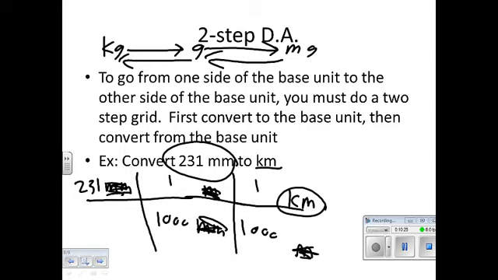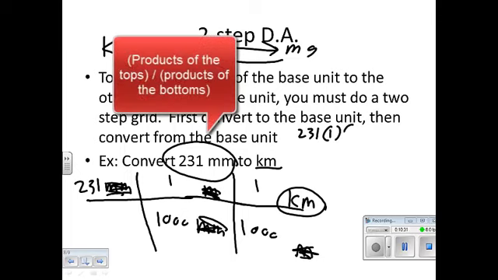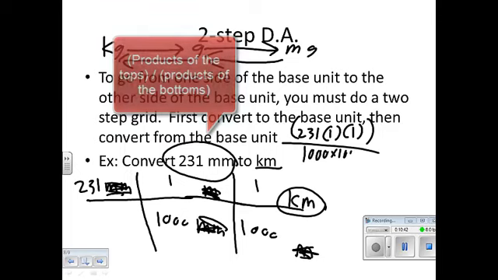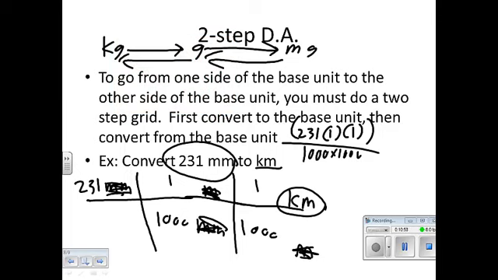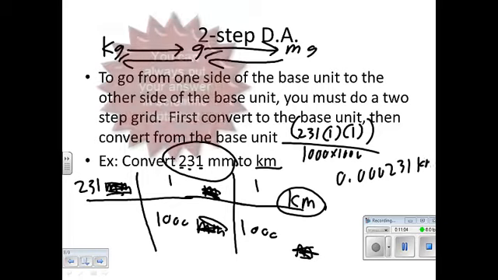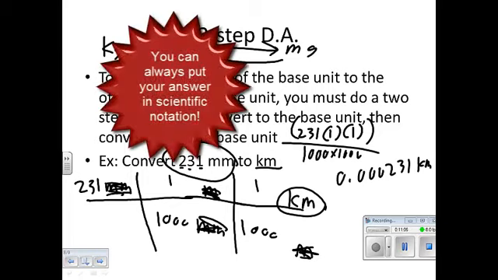So to do the math, you would still multiply all the tops and divide by the bottoms. It would be 231 times 1 times 1. Make sure that's all in parentheses. And then you're going to divide it by 1,000 times 1,000. We're working with 3 sig figs, 1, 2, 3 sig figs. That should give you 0.000231 kilometers. So that's how you do those.